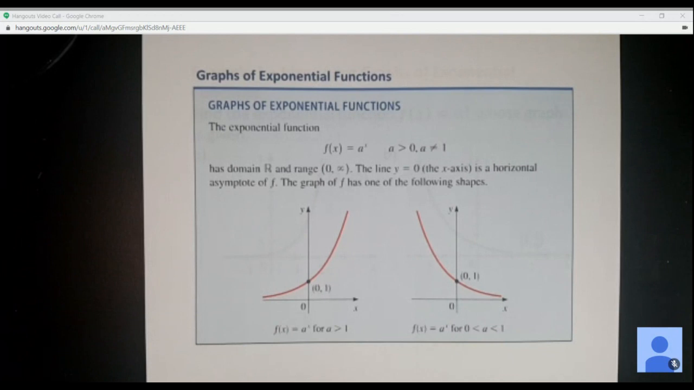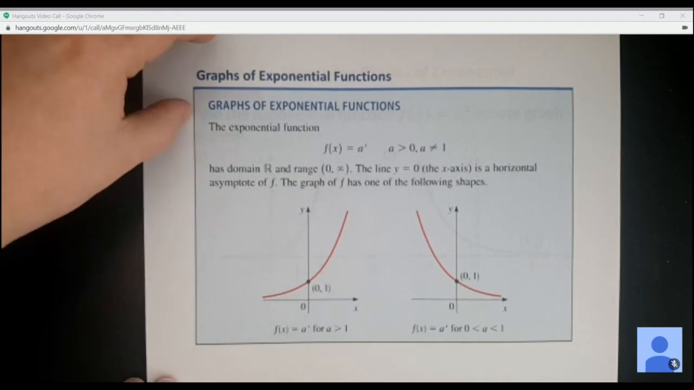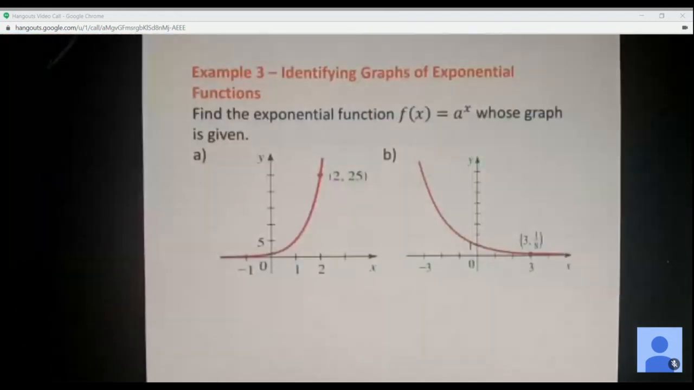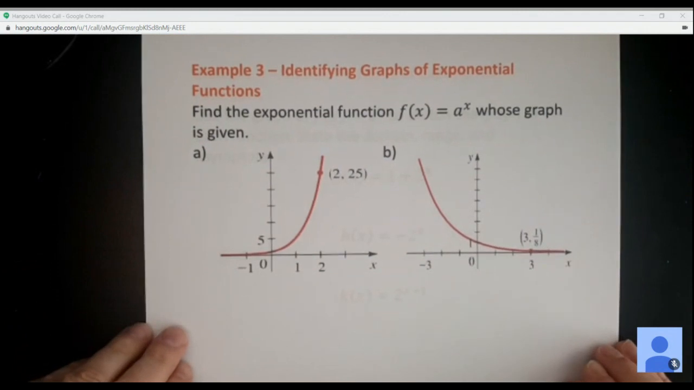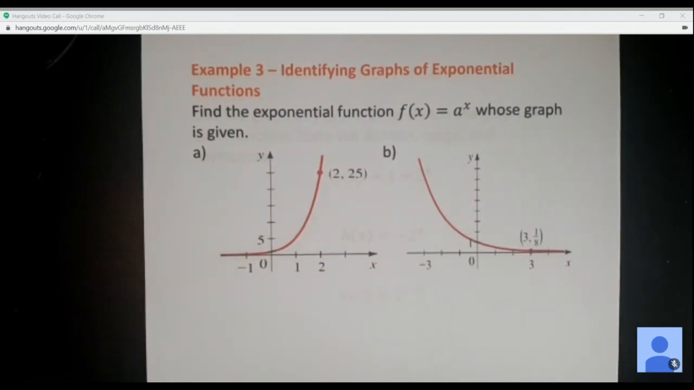Any questions there? Again, I'm not going to spend a ton of time on that because you can go back and look at it if you need to. Let's look at these graphs now. So this time they're giving us the graphs. They want us to find the function.